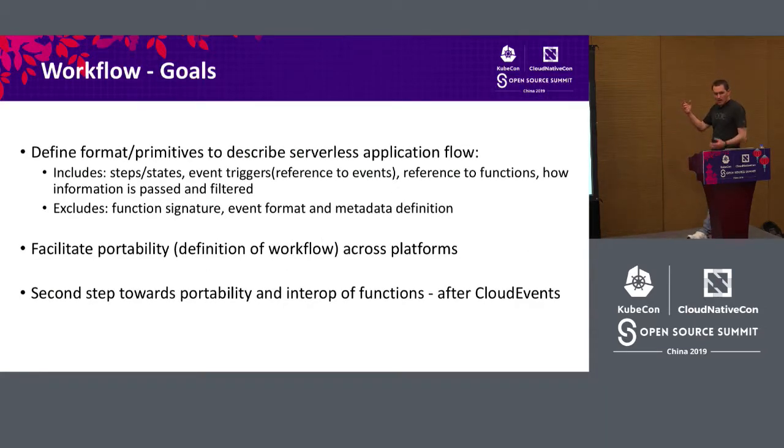So as I said, the goal here is to define the basic primitives for how to string together various function invocations, right? So it's going to include some basic primitives in there, like states and steps, triggers, references to the functions that are going to get invoked, possibly some filtering, that kind of stuff. The important thing to know here is that it's talking about how to actually wire these things together, meaning what comes next and how to decide what comes next.